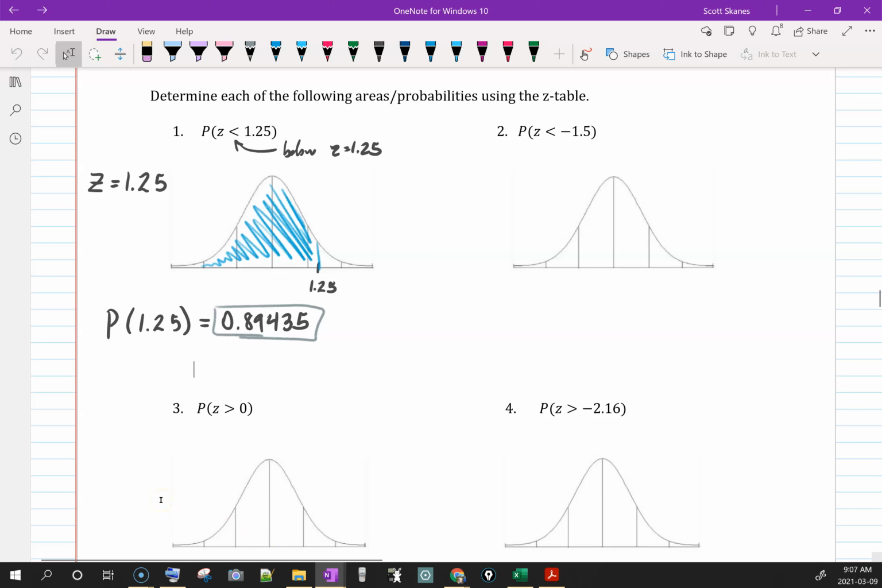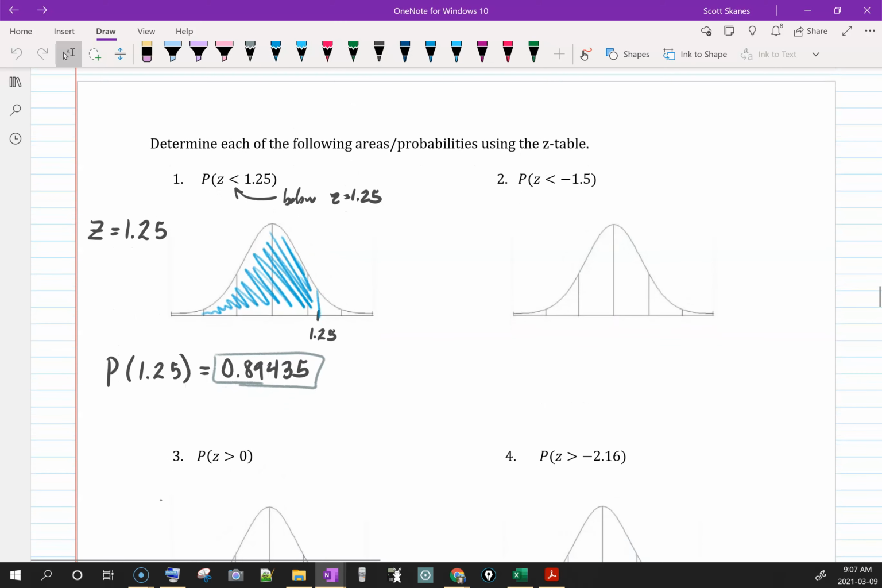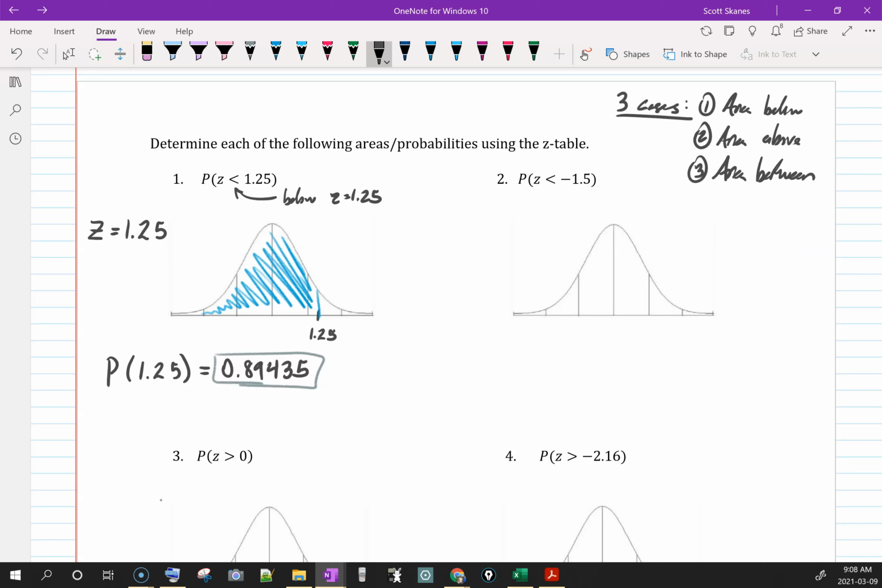All right, so this is how these questions go. The only difference is, I guess, there are 3 cases. You can have the area below. Let me write these down. You have 3 cases when you're looking for probabilities. First, the area below. Second, the area above. And the third, the area between Z values.